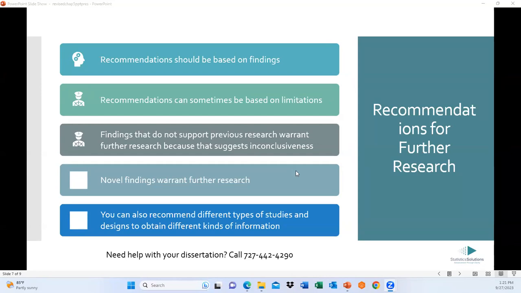Okay, sometimes the recommendations can be based on limitations too. So the idea here is if you had a limitation in your study, you would recommend that researchers replicate the study or conduct a similar study, but they just take pains to address what were limitations in your study.